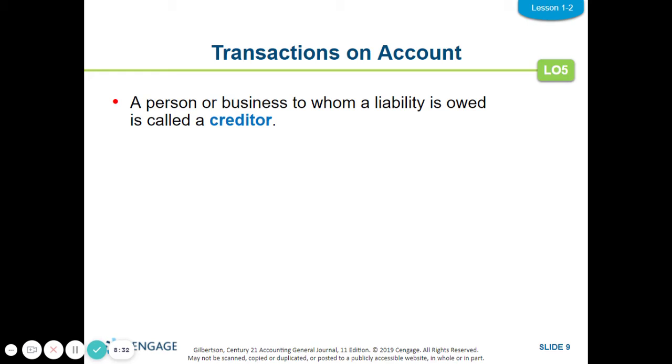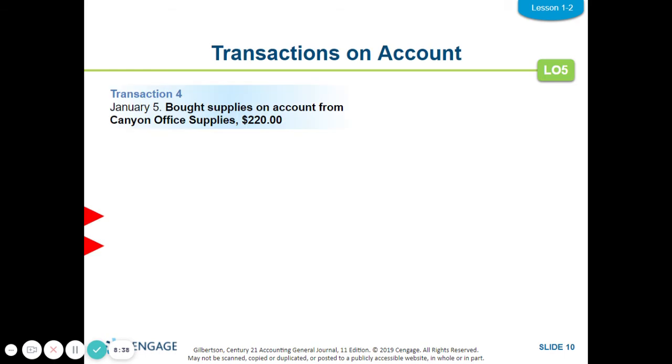So sometimes you owe somebody money. A business or a person that you owe money to is called a creditor. And so sometimes in business transactions, you're going to do something and owe someone money. In this particular example, Michael Delgado goes out and buys supplies, just like he did a few transactions ago. He went to Walmart or Supply Depot and bought some supplies and paid cash for them. This time he's going to get those supplies, but Canon Office Supply is going to allow him to pay for them later. They're going to allow him to open up a credit account, get what he needs, and then they're going to bill him at a later date.